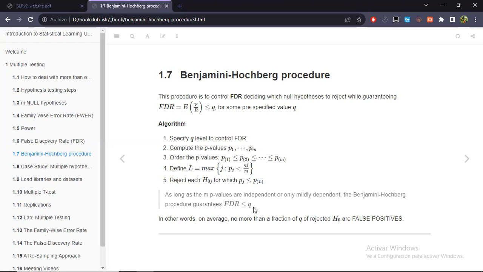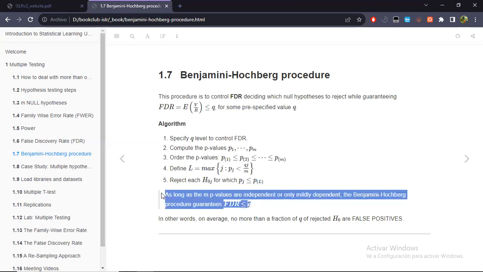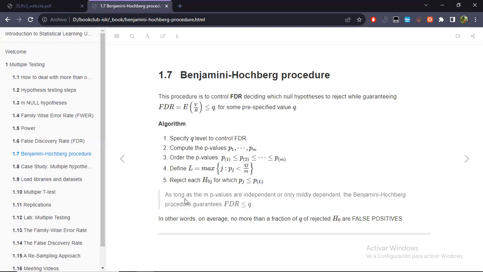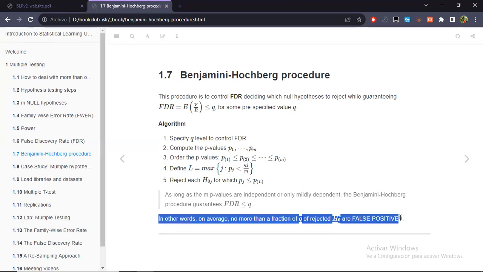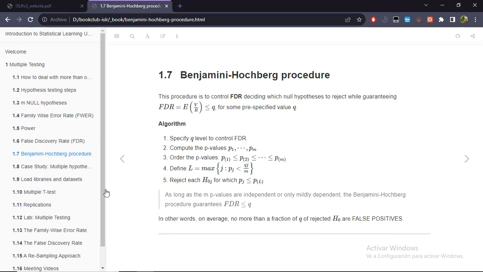And now there is a quote from the book on what we have achieved following this algorithm. It says, as long as the m p-values are independent or mildly dependent, then this algorithm guarantees that the false discovery rate is going to be smaller or equal to Q. And in more layman terms, as they mention in the previous cohort, on average no more than a fraction of Q of the rejected null hypotheses happen to be false positives.